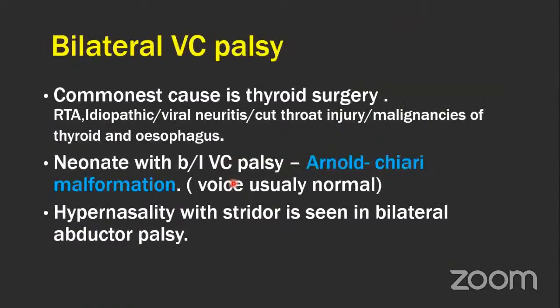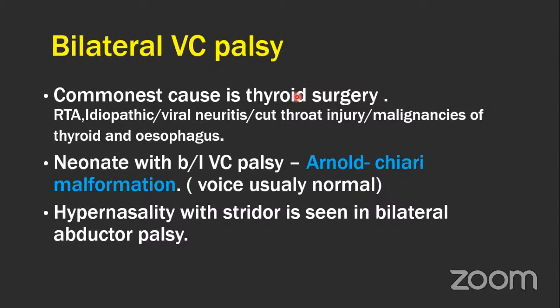In bilateral vocal cord palsy, the commonest cause, unfortunately, is thyroid surgery. Other causes are road traffic accidents, idiopathic causes, viral infections, cut-throat injuries, malignancies of the thyroid, and malignancies of the esophagus. All these are causes of bilateral vocal cord palsy. And in a neonate presenting with a bilateral palsy, and this is usually an asked MCQ, you have to rule out an Arnold-Chiari malformation.